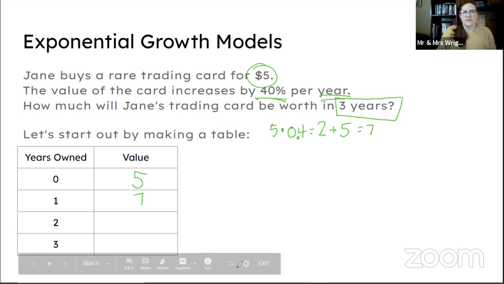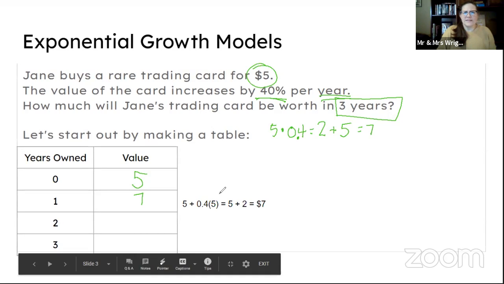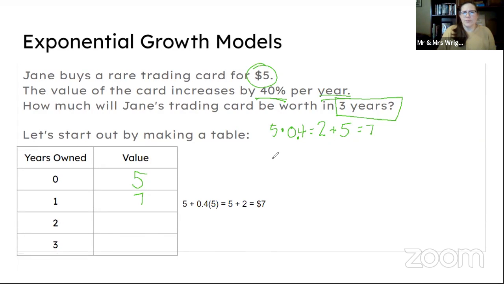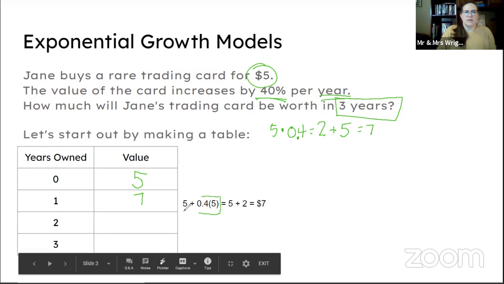And if I wanted to write this as a single problem instead of 2 separate problems, it would be 5 plus 0.4 times 5 equals, and there's that 5 plus 2 again, equals $7. So you can see how you can do it all in one mathematical sentence here by taking the value and then adding the 0.4 times 5. And that's how we're going to get that.